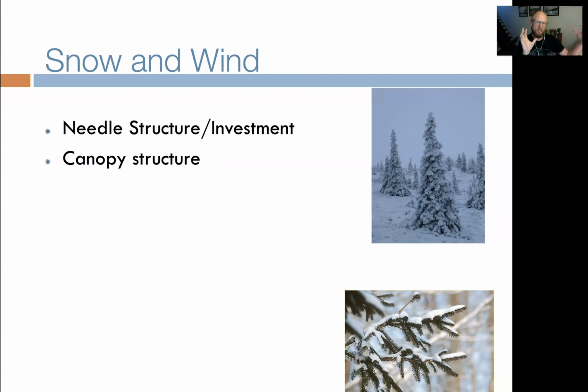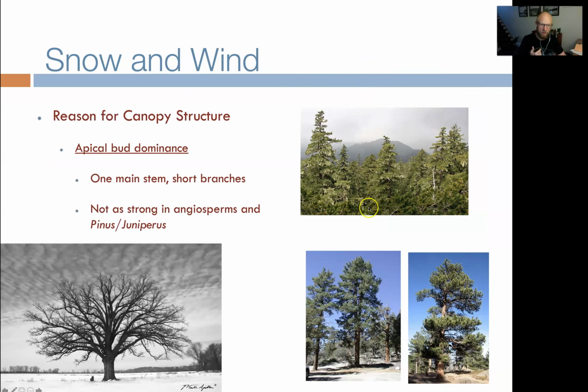So they don't have the same buildup of snow loads on the branches as a lot of deciduous angiosperms would have. And so that allows them to handle those high snow loads, and it also acts as less of a sail in those high wind conditions. So the canopy is not as exposed to as much wind stress.